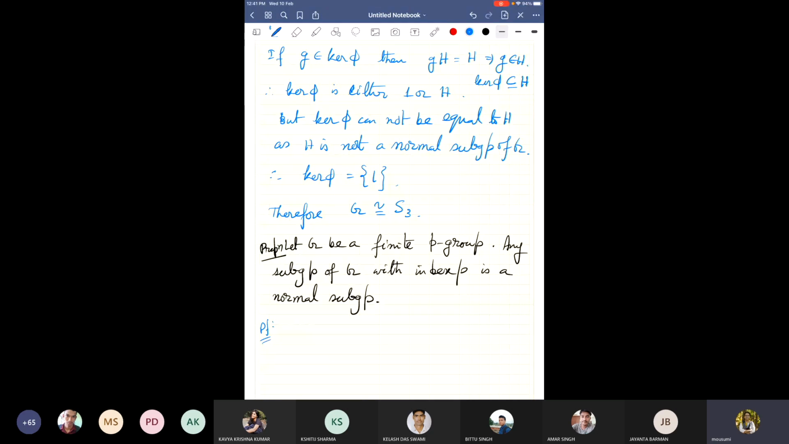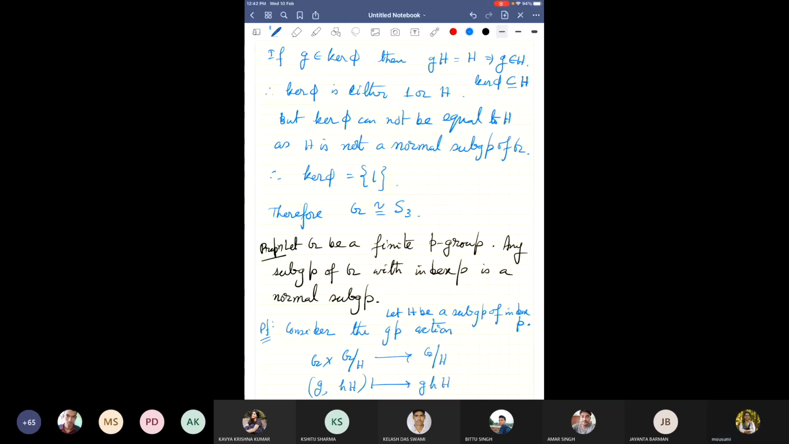So I will consider the group action from the group G to, so here let H be a subgroup of index P. Okay, so I'm starting with H to be a subgroup of index P, and then I'm considering the set of all left cosets of H in G, and I am defining the group action as I have defined earlier. Any doubt?